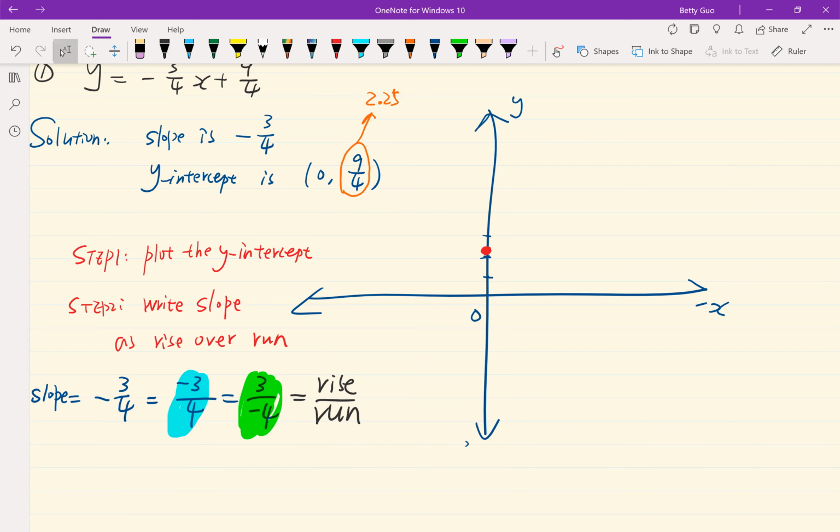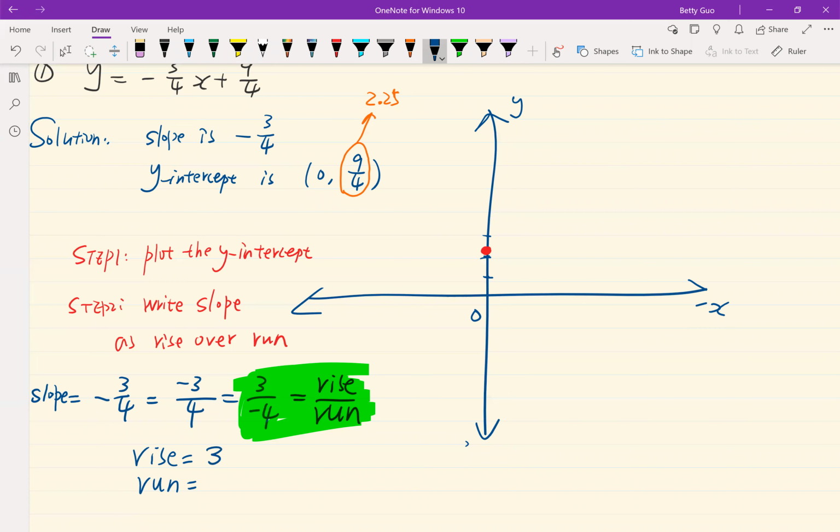It doesn't matter, okay? You tell me. Saria, do you want to use the blue one or the green one? Green, okay. Let's use green. So with the green, we have 3 over -4 equals rise over run, right? And tell me what is the rise and what is the run? What is the rise? 3, yeah. What is the run? -4.